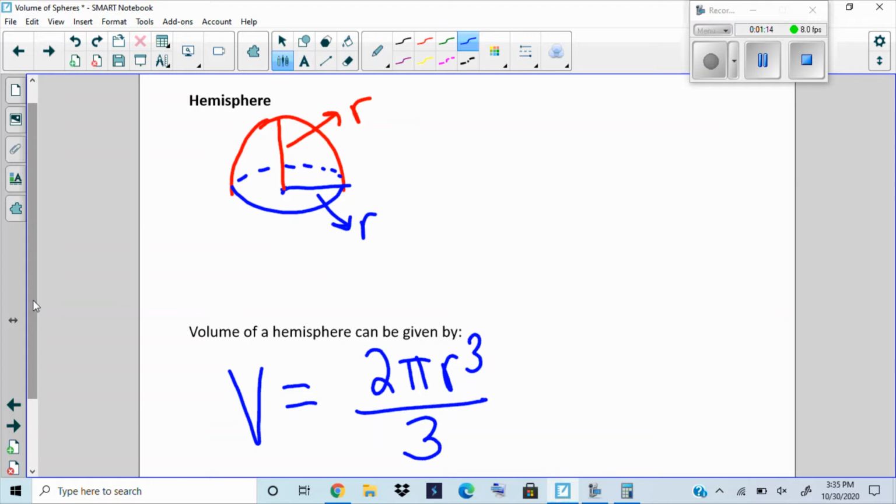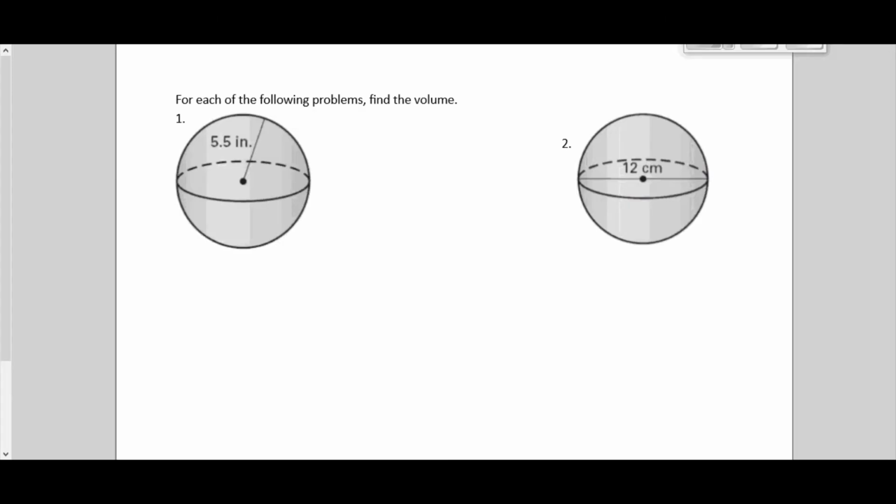So note there's a subtle difference between the volume of the sphere and the hemisphere. So this is 2 pi r cubed divided by 3. The volume of a sphere, remember, that's 4 pi r cubed divided by 3. So both of these pictures they give you is a full sphere.